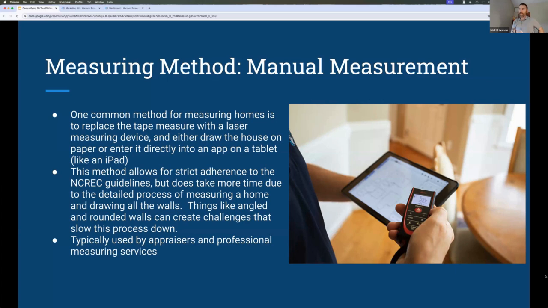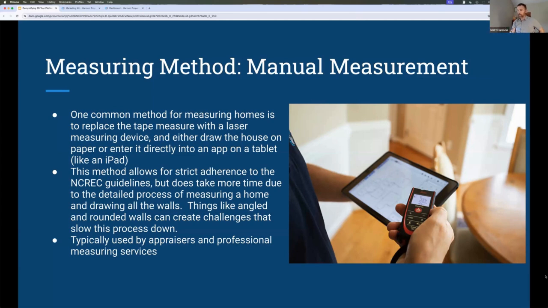One of the downsides to this method is that you have to measure it no matter how weird the shape. So if you've got a house shaped like a starfish, you just have to figure it out. If you have rounded walls, like a nice bow window on the back of a house, that's more complicated when you're manually measuring the lines. Any kind of curve or angled line is going to create challenges and slow someone down. This is typically the method used by appraisers and by professional measuring services.